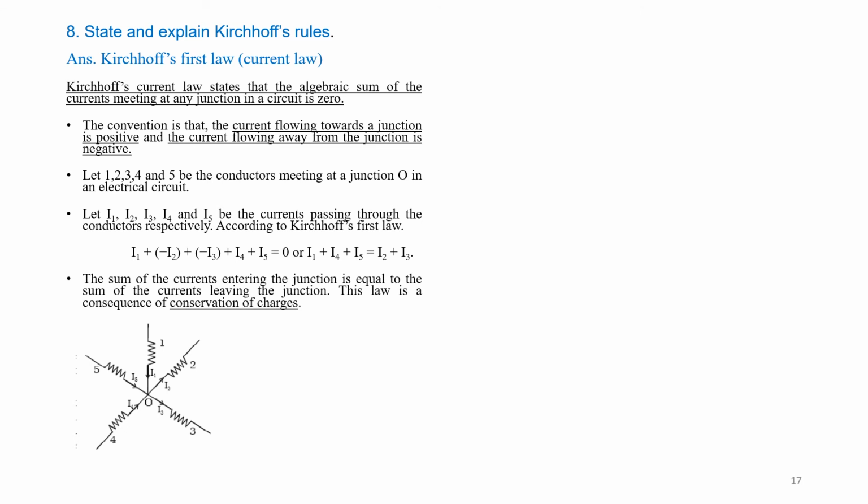Kirchhoff's law states that the sum of currents entering the junction, that is I1 plus I4 plus I5, is equal to currents leaving the junction, that is I2 plus I3. Or if you take a sum of all the currents, it will be 0. This law is a consequence of conservation of charges.